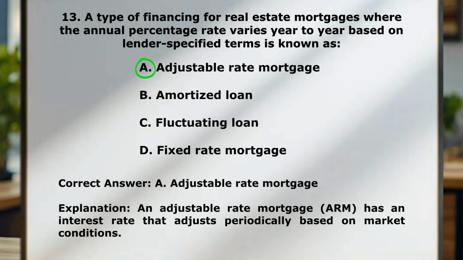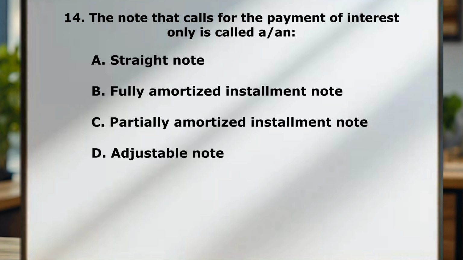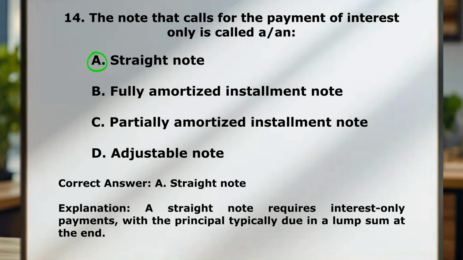Just in the name of an adjustable rate mortgage, you know that something's changing, right? Because it's adjustable. And so these adjustable rate mortgages, also known as ARMs, have an interest rate that adjusts periodically based on the terms of that loan and the market conditions. Question number 14. The note that calls for the payment of interest only is called A, straight note, B, fully amortized installment note, C, partially amortized installment note, D, adjustable note. Correct answer here is A, straight note.